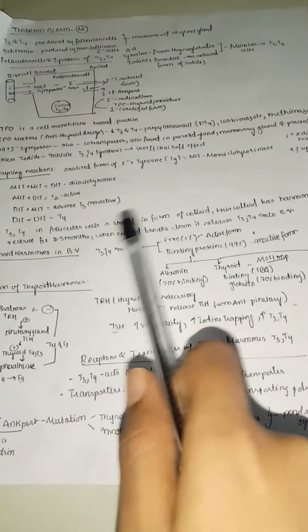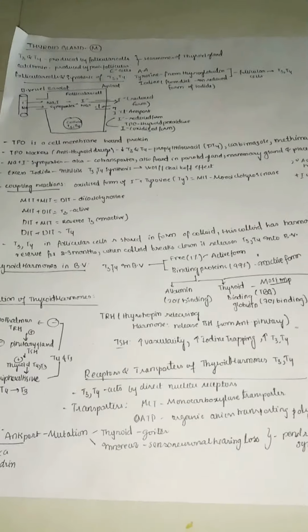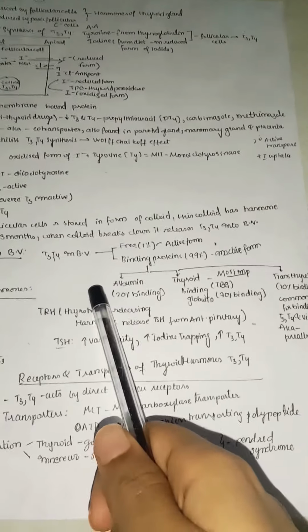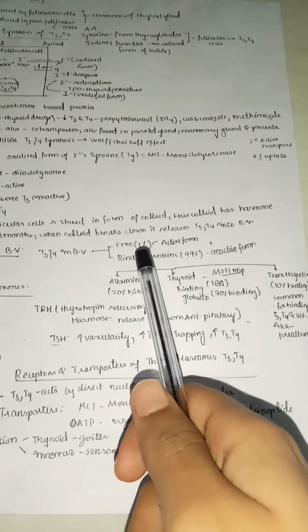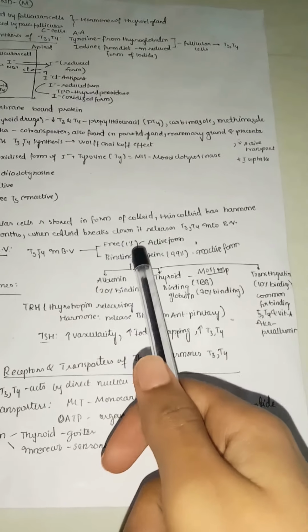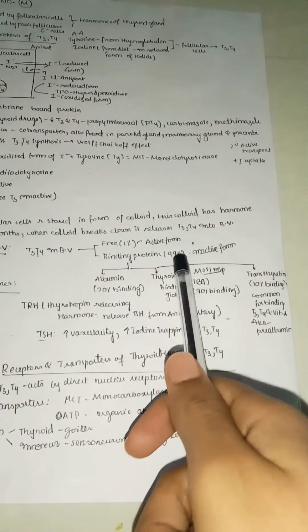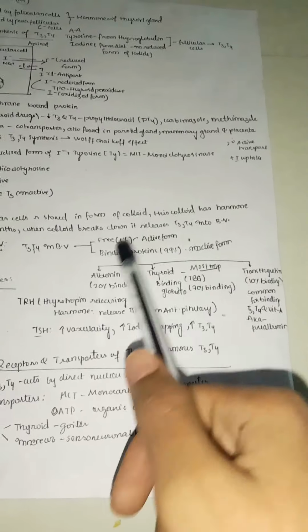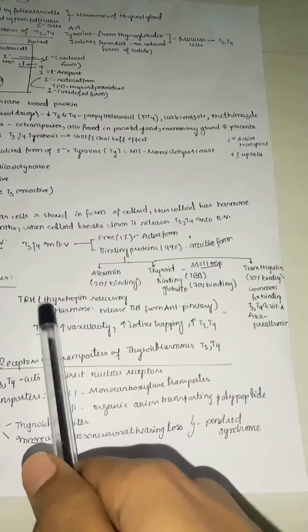So now let us go into the blood vessel. What happens to thyroid hormones after getting into the blood vessels? T3, T4 in the blood vessels are either in a free form or in the bound form. The free form is just 1%, but it is an active form, whereas the bound form is 99%, it is an inactive form. So how it is bound, with what proteins it is bound, let us see.